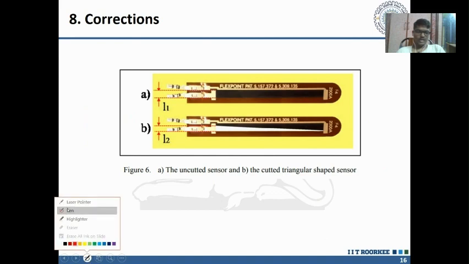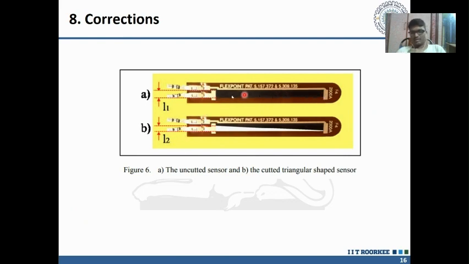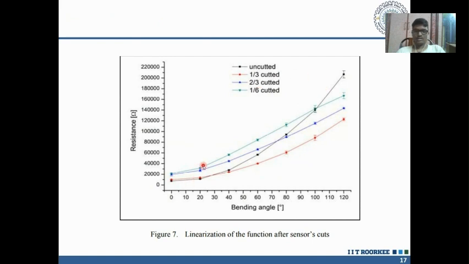Now, what are some practical corrections that are used in the practical world? This is a flat one. This is the entire resistor. It was cut into a triangular shape this way. This is the cut one, and this is the uncut one, cut into a triangular shape. And they plotted the curve. This is the uncut one, the black one. The uncut one was following a curve shape, not a straight line.